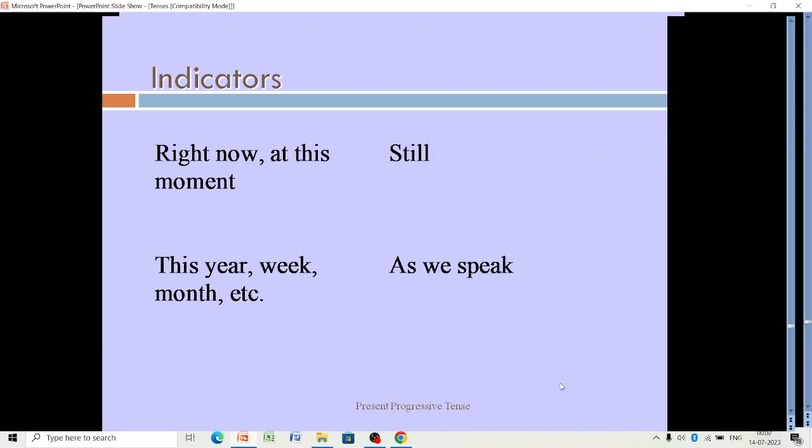And what are the indicators? Right now, at this moment, still, this year, this week, this month, as we speak. These indicators will help you to identify the present continuous. Sometimes these are all referential in nature. It refers to the present continuous.